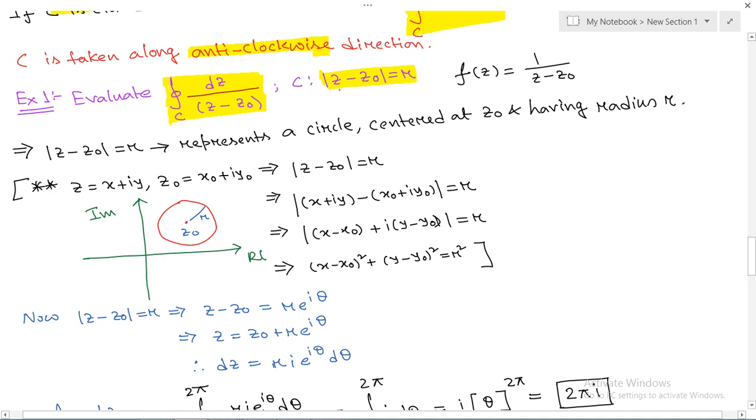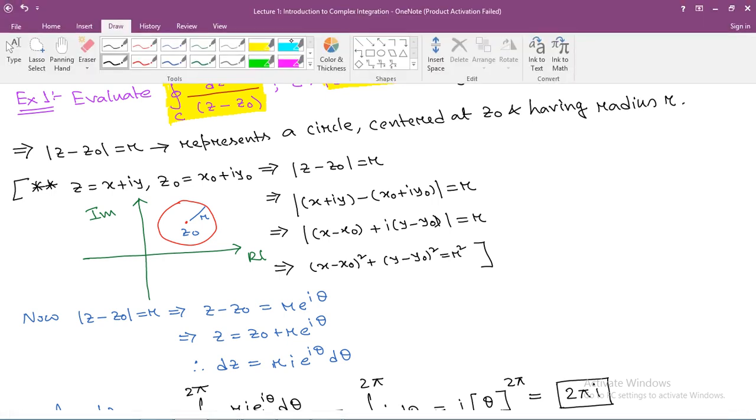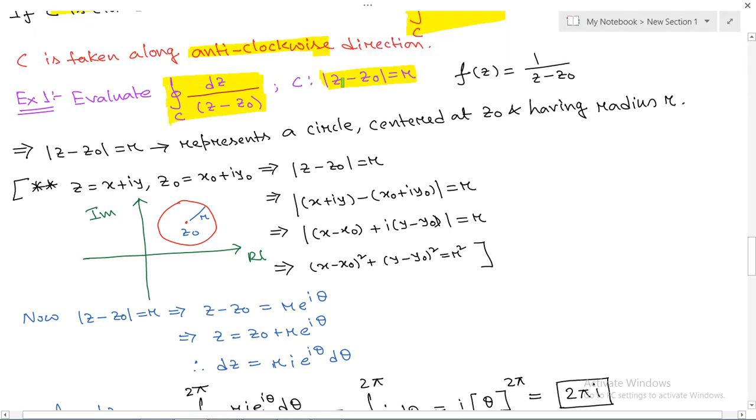Now let us describe briefly this curve C. What does it represent? This C, that is |z minus z0| equals r, represents a circle centered at the point z0, and the radius of the circle is r. Always remember this. The value of z0 can sometimes be given as 0 itself. If it is 0, then think of it as a circle centered at the point 0 with radius r.